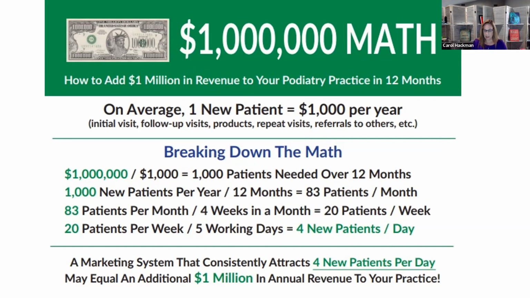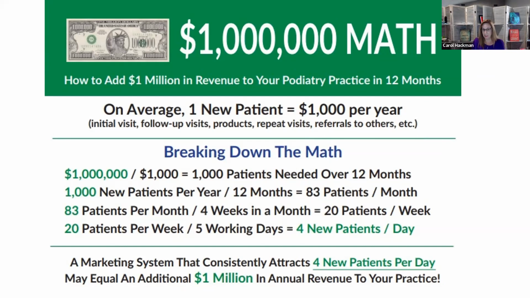So 1,000 patients, divide that by your 12 months, is about 83 patients a month. Then you divide that by your average 4 weeks in a month, that's 20 new patients a week. Let's say, for argument's sake, you have 5 working days in that week. That's an average of 4 new patients a day.